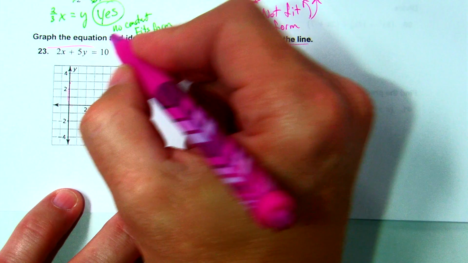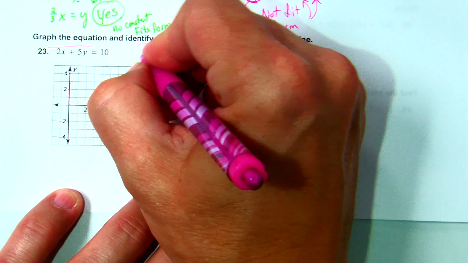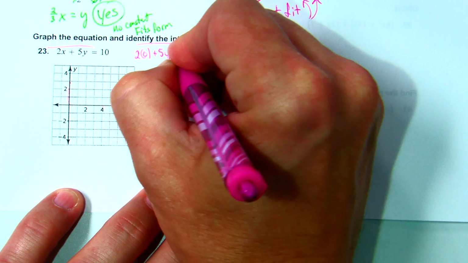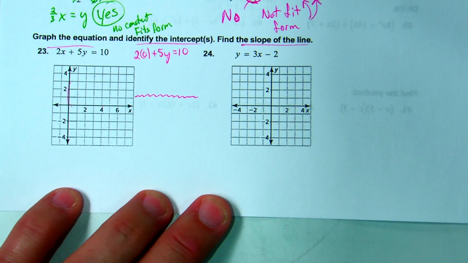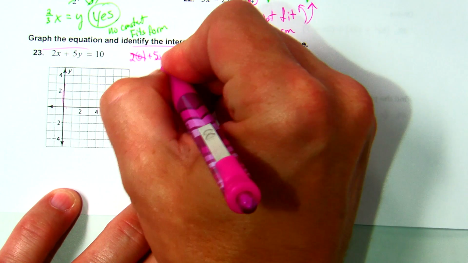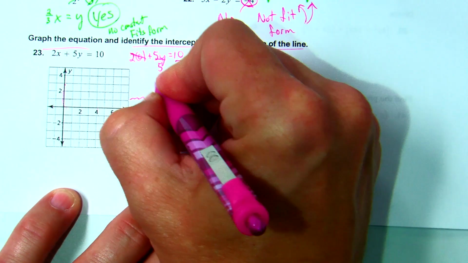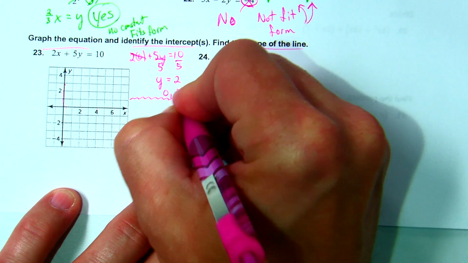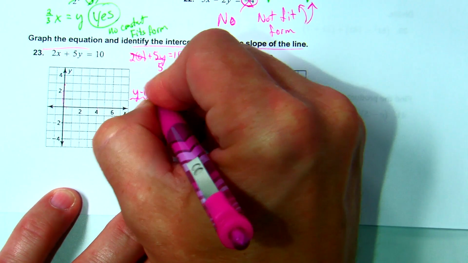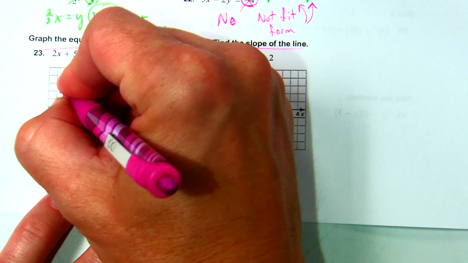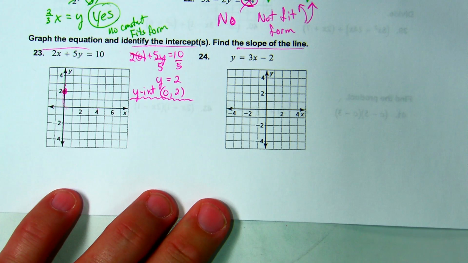And I'm going to look for the y-intercept. So I'm going to set x equal to 0 and find out what y would be when x is 0. Oh, that's easy. That goes away. Divide both sides by 5. And so y equals 2. So when x is 0, y is 2. That is my y-intercept. Can I graph that point? Absolutely. At 0, 2, I'm going to have a point for that equation, that line there, okay?